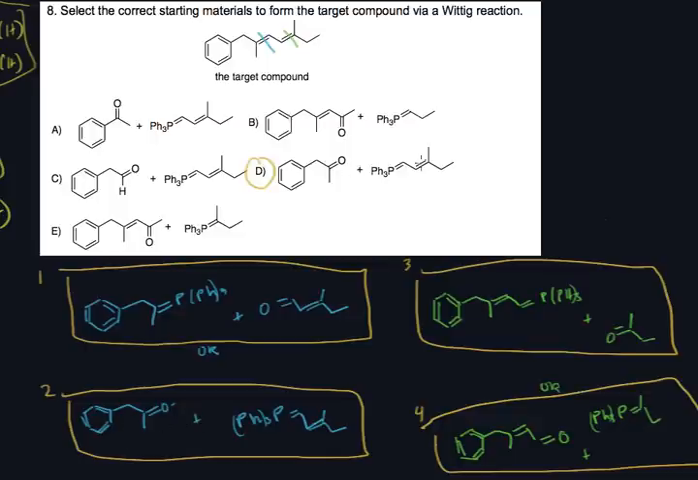And you can see that that lines up perfectly. And so we know that you can form the target compound out of these 2 reagents, and that answer choice is D right there. So that is number 8. I'm going to move up.